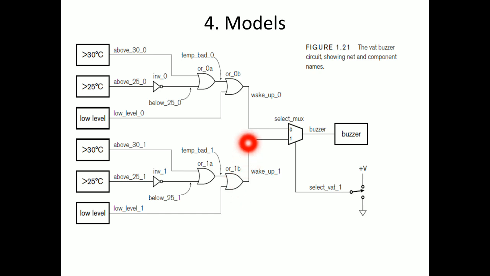You can see the input of the NOT gate inverter 0 is given as above_25_0. So the output of this NOT gate is below_25_0. If you give the greater-than signal, the output will be its negation, meaning below 25 degrees centigrade. The other input of the OR gate is above 30 degrees centigrade. The output of this one is temperature_bad_0, because it exceeds. The temperature_bad_0 is the output of the first OR gate, and the output of the second OR gate is wake_up_0. Because this is VAT 0, the names end with 0. The last 0 signifies VAT 0. These are the signals coming from VAT 0.